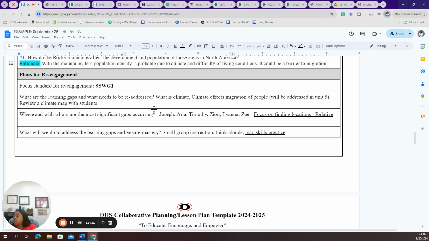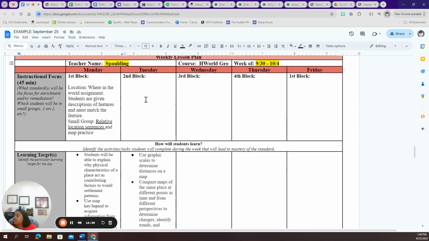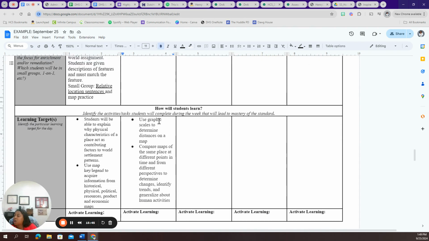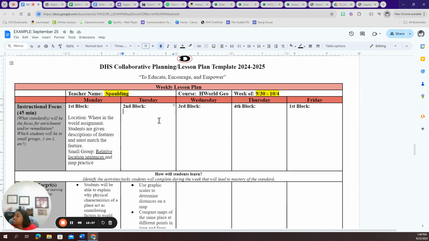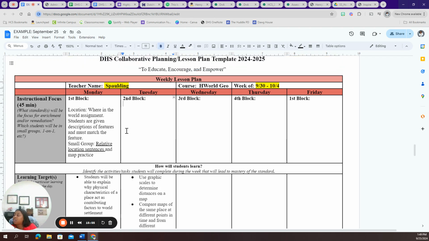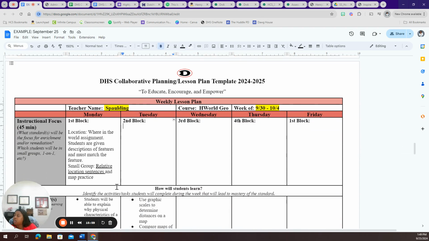So when you're planning for re-engagement, it's not so much a list, but the intentionality that you're putting into what we call instructional focus. And unfortunately, for some reason, when I was filling this out, I did not complete my instructional focus for Tuesday. So when you're doing your lesson plan, it's active because we haven't had Thursday yet. So technically it's an active lesson plan.